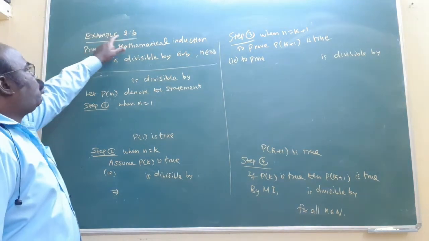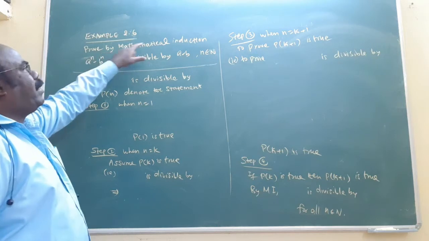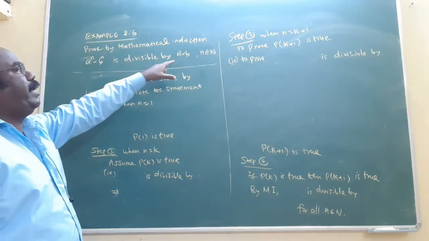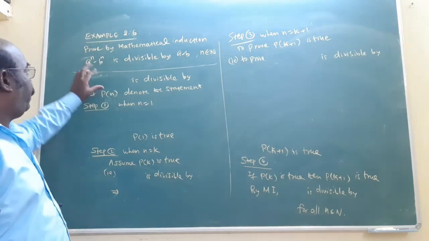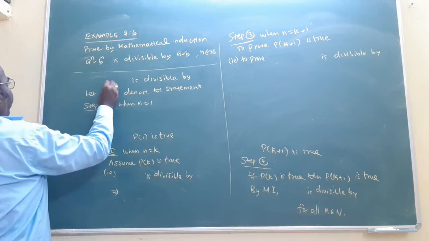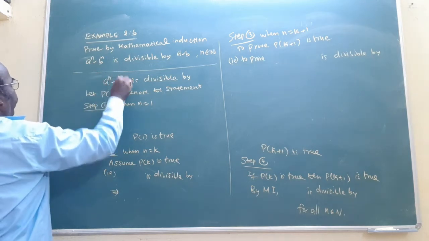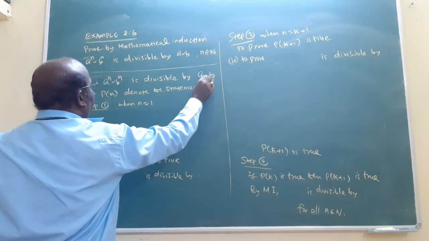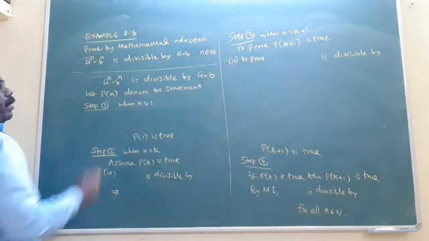Next question, example 2.6. Prove by mathematical induction that a power n minus b power n is divisible by a minus b. Now write the question. What is given? A power n minus b power n is divisible by a minus b. This is a clear statement, P of n, the given statement.